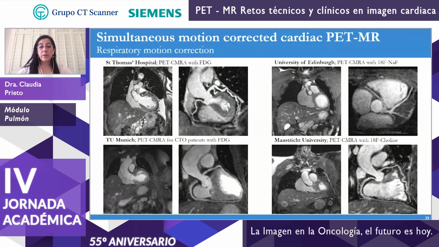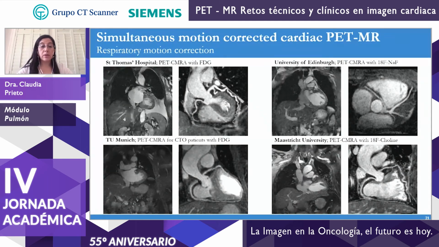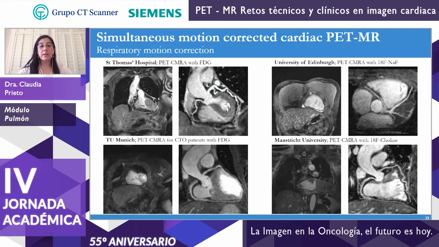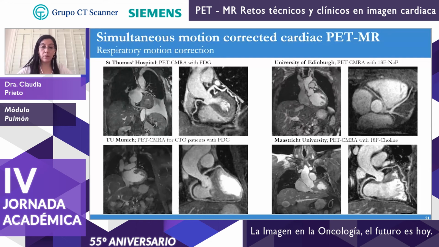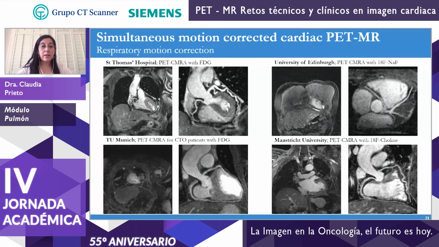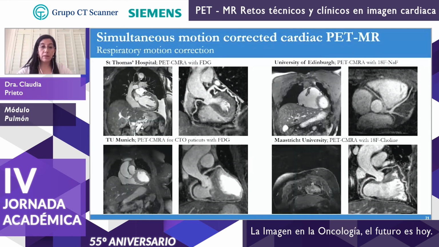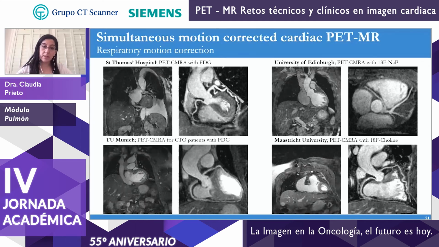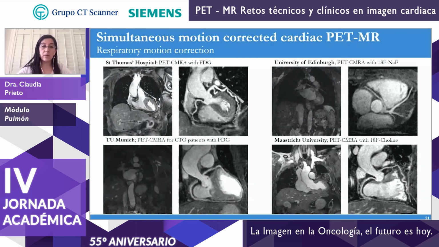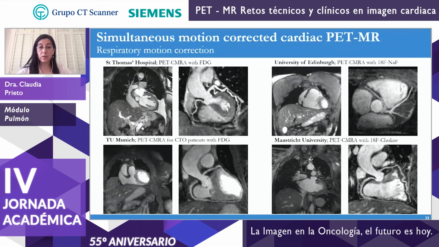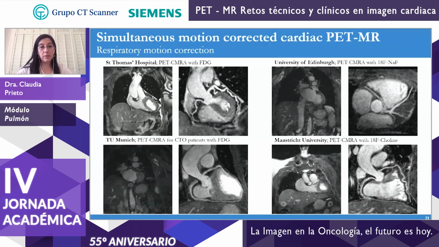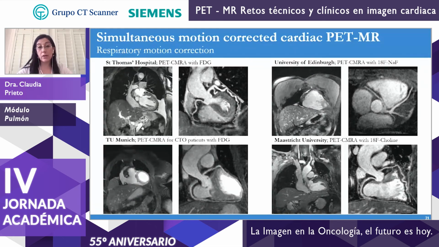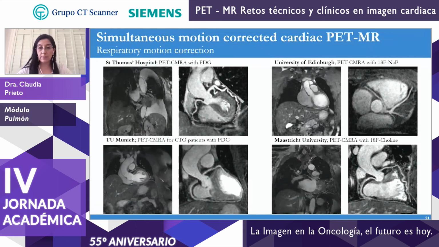We have also observed consistent image quality with this approach across different centers, such as the Technical University of Munich, the University of Edinburgh, and the University of Maastricht. You can see here some examples of representative images that were acquired at these centers in different types of patients and with different radiotracers, although here I'm showing only the MR data. And I hope that you can see that we can achieve good and consistent quality across the different places.